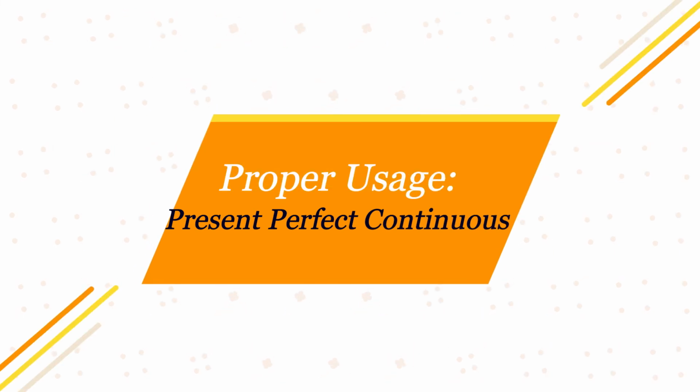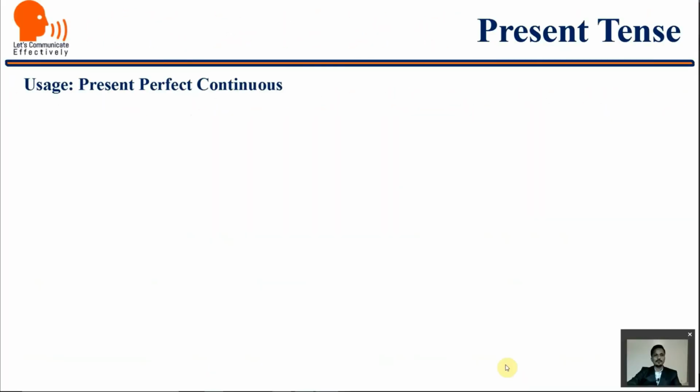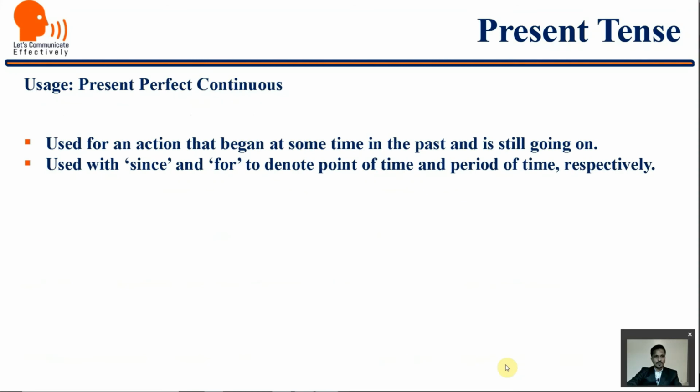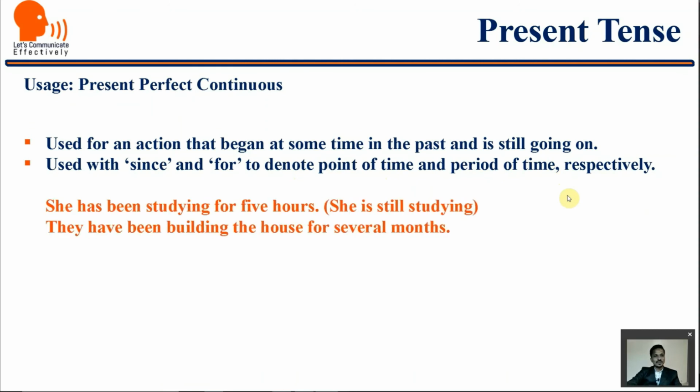Let's move ahead. The fourth aspect of present tense, present perfect continuous. It is used for an action that began at some time in the past and is still going on. It is used with since and for. Just remember, it is used with since and for to denote a point of time and a period of time respectively. Let us see the examples. She has been studying for 5 hours. Right? She has been studying for 5 hours. She is still studying. They have been building the house for several months.